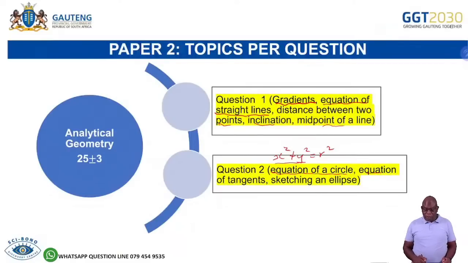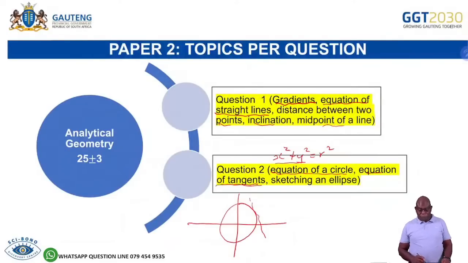The equation of the tangent, that's where you remember that you can use the formula x multiplied by x1 plus y multiplied by y1 equals r squared, or you can use y minus y1 equals m into x minus x1. But remember, it's the equation of a tangent to a circle. So in other words, you're going to have a circle in a Cartesian plane with a tangent, and we'll do the equation on that.